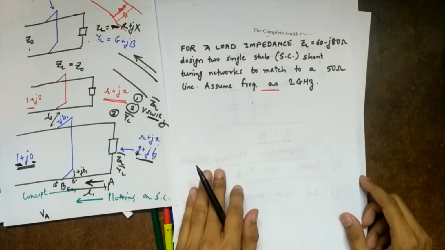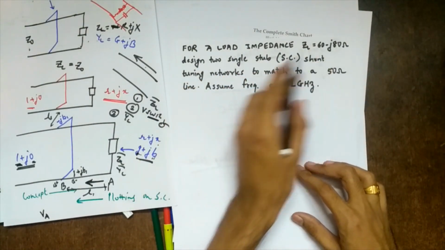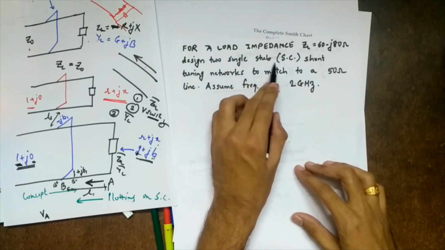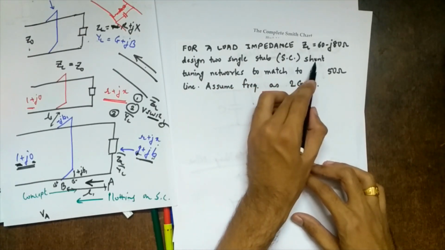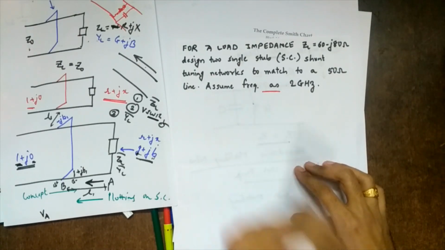So this is the numerical. For a load impedance ZL equal to 60 minus j80 ohms, design two single stub short circuit shunt tuning networks to match a 50 ohm line. Assume a frequency of 2 gigahertz.